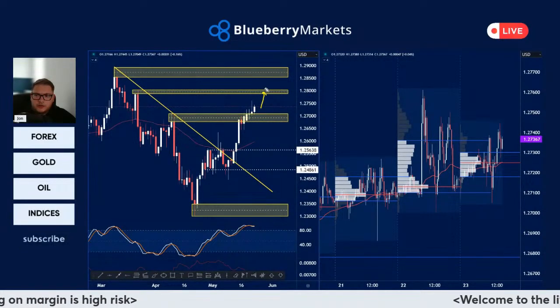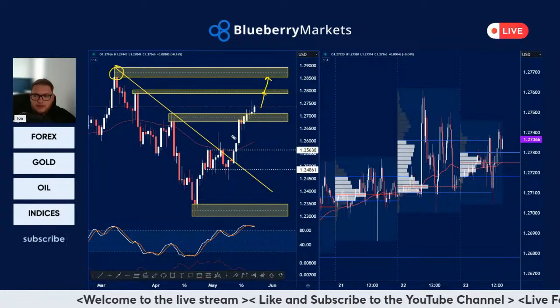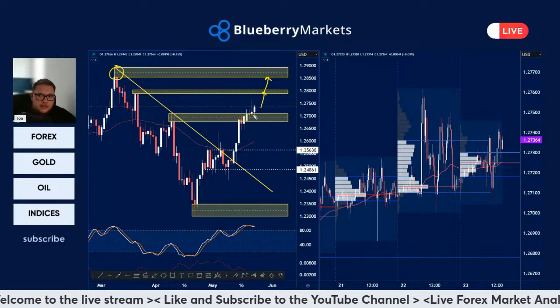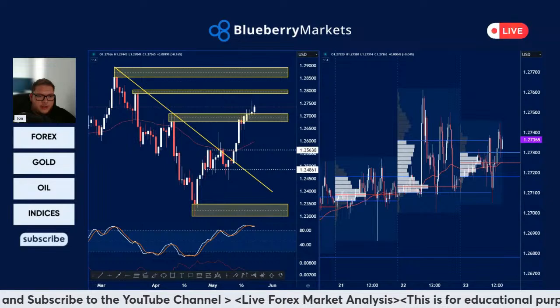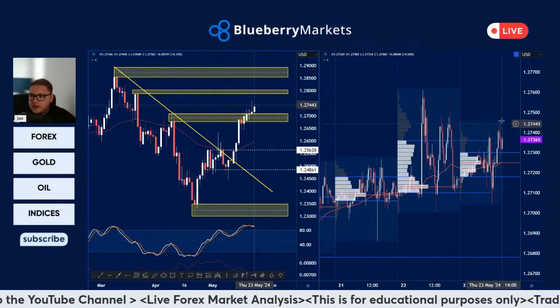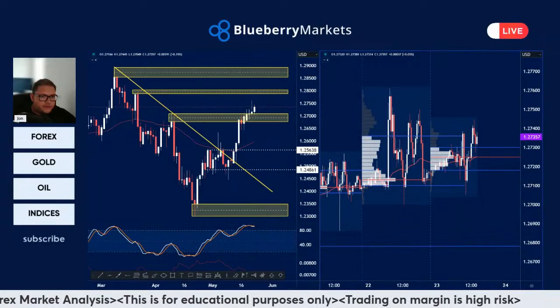We've got that 128 there, and if we breach that, we've got the 128.50s, where we saw the overall sell-off in price, which came back in March as well. So I'm still quite favouring this upside move here in the market for cable. Looking at the volume profile, though, I don't really have too much to work with right now.